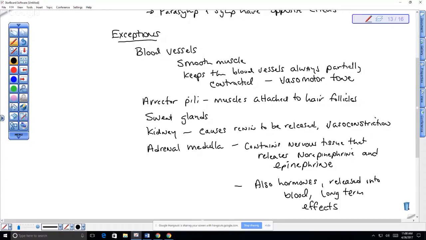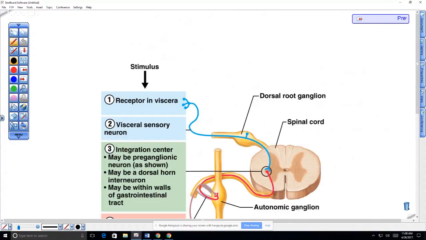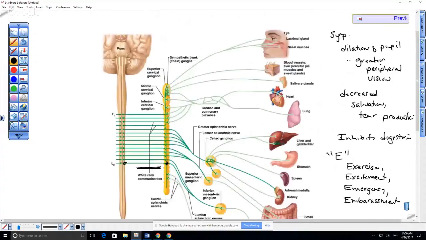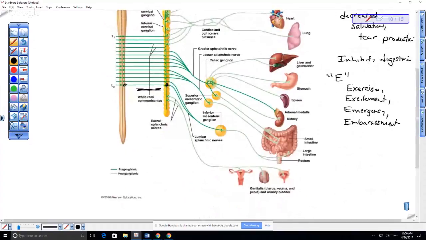Okay, so if we go back and look at the diagram, here would be the innervation of the kidney. Here's the innervation of the adrenal glands, right? Remember that they also have dual innervation of urination.